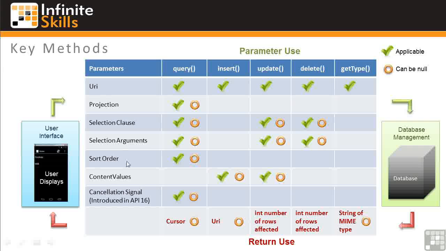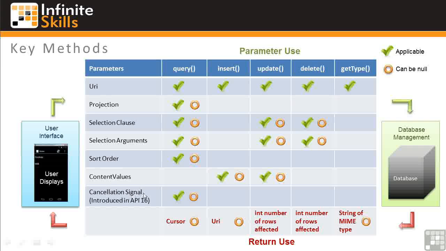The sort order specifies a column to be used for sorting a query result. Content values specify column and value pairs for inserts and updates. And the cancellation signal provides a mechanism to stop a query operation during processing of that operation.